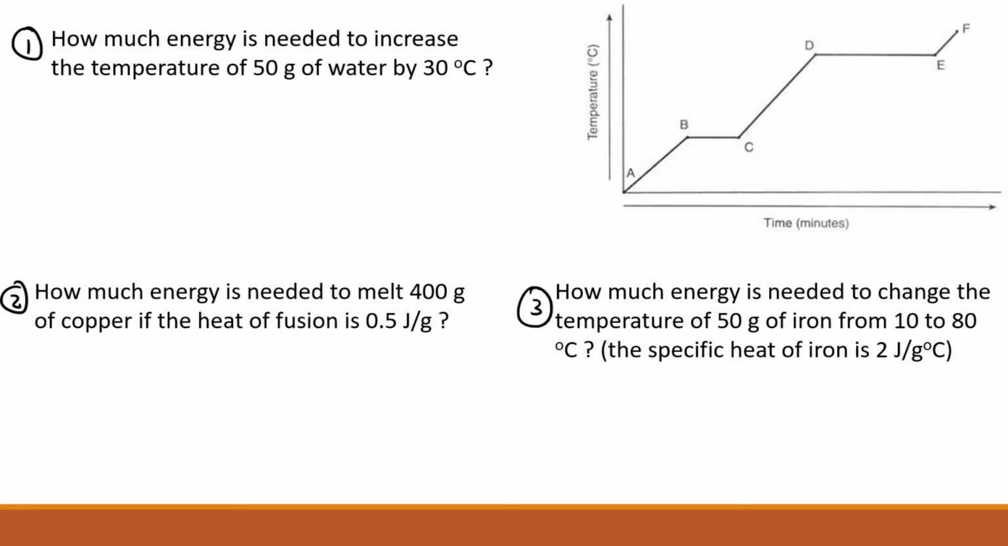Okay, let's take a look at question number 1. Here they're asking us how much energy is needed to increase the temperature of 50 grams of water by 30 degrees Celsius. The fact that we're changing the temperature means that we are operating on one of our slants. Further reading of the question reminds us that this is liquid water, and so we are going to be operating on slant CD.